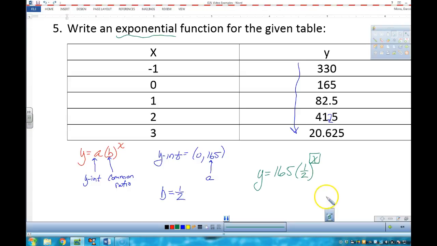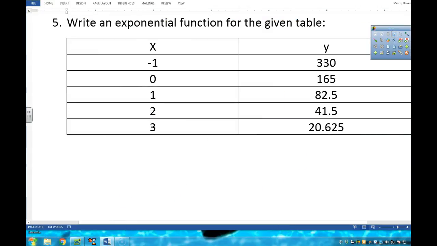Everything else is pretty much the same. The y-intercept here is the same as the starting point. The b value is the same as our r value. But the major difference is raised just to the x power. So we're done with the first one. That is our function for the given table. All right, let's go to the second problem in this little section.